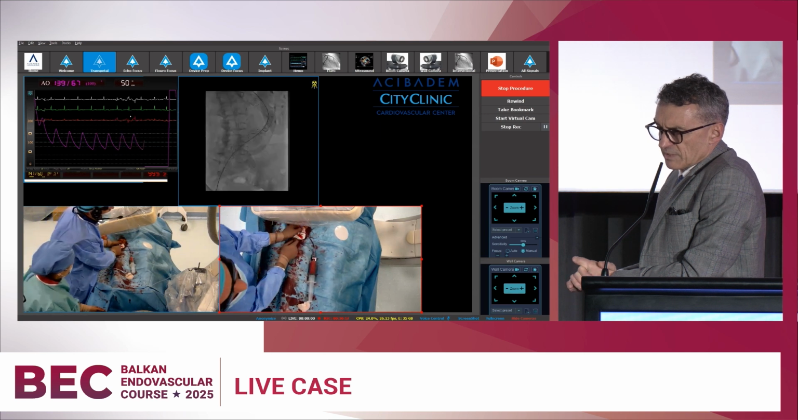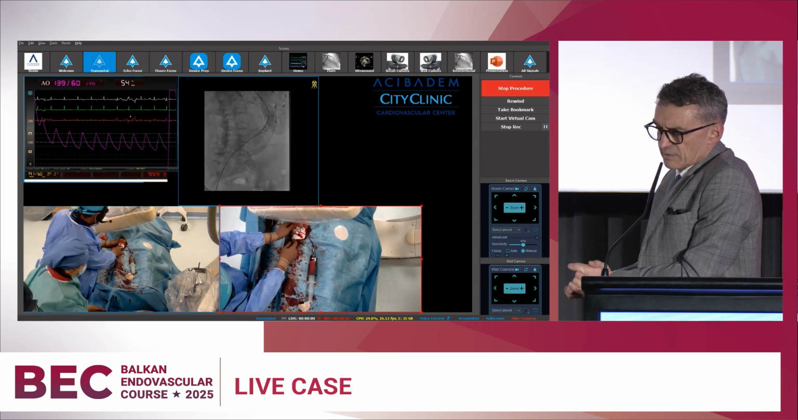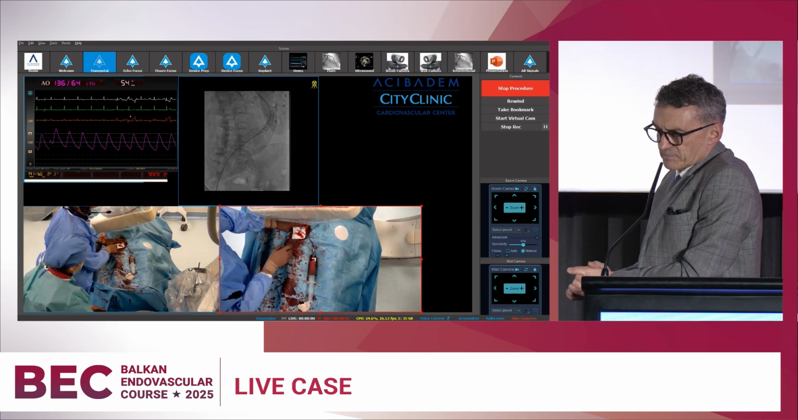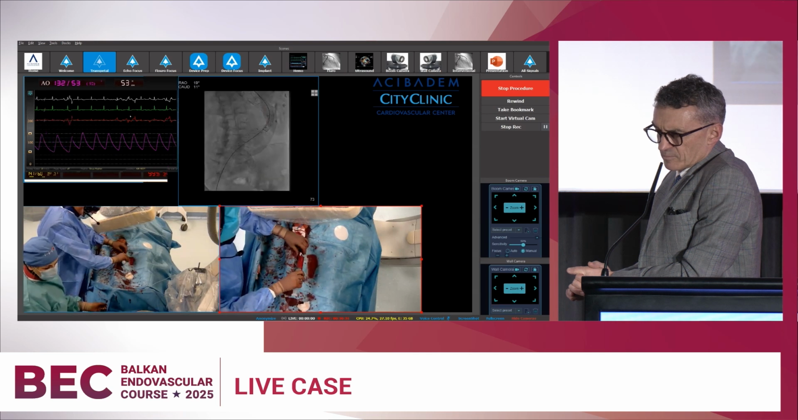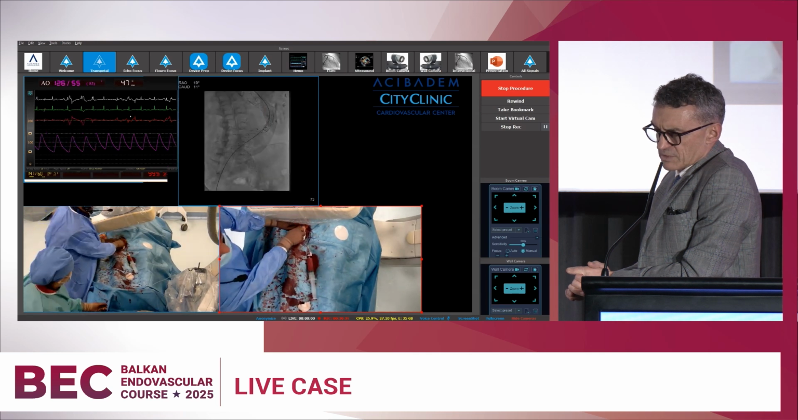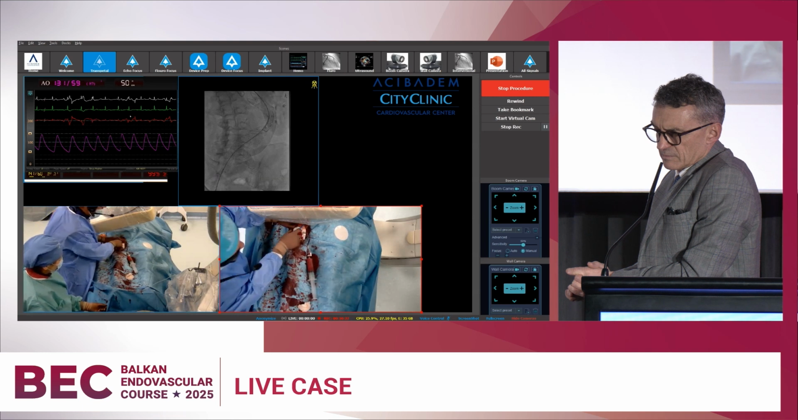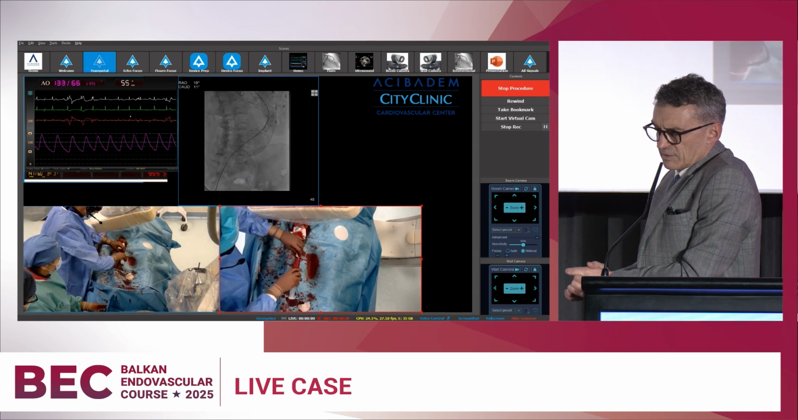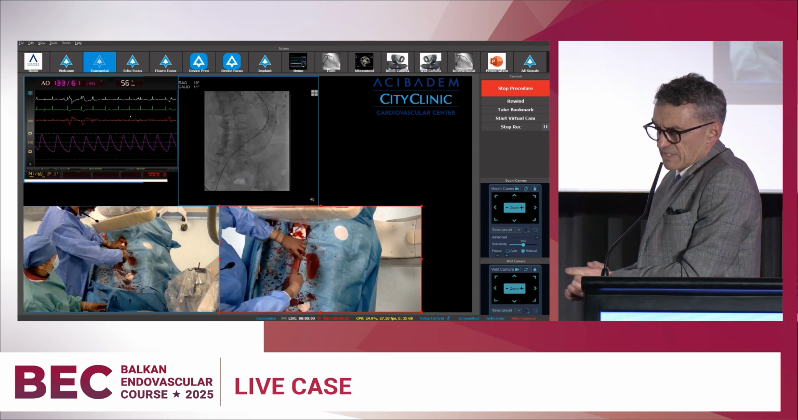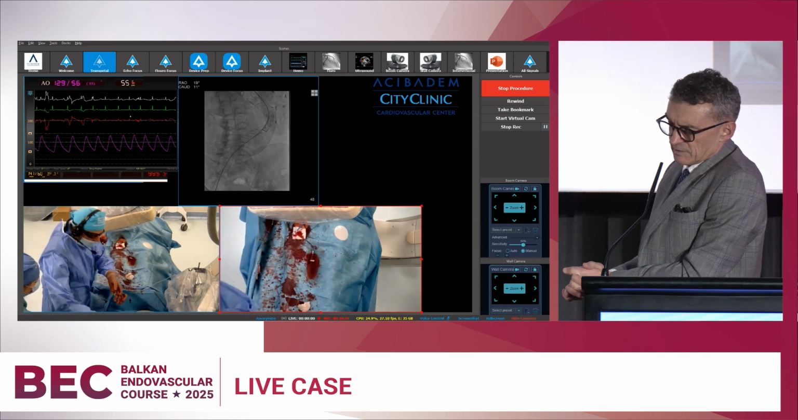You see, even in the late phase, there is no filling of the aneurysm. Yes. You can do it once again, a little later, but with faster aspiration by the sheath.